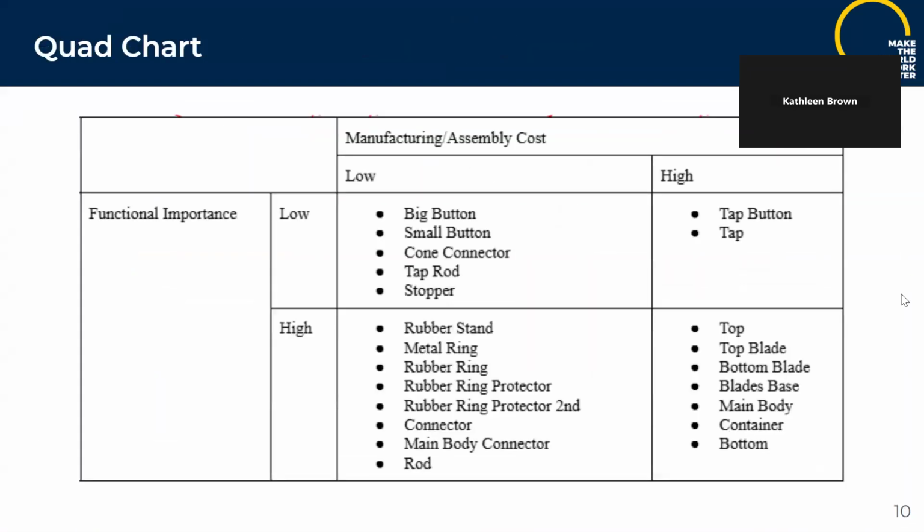Here we have a quad chart where we sorted all of our parts in terms of high and low manufacturing and assembly costs, as well as high and low functional importance. Some main parts, the container, the base, the top are all high cost, high importance, and some smaller parts would be low cost and low functional importance.